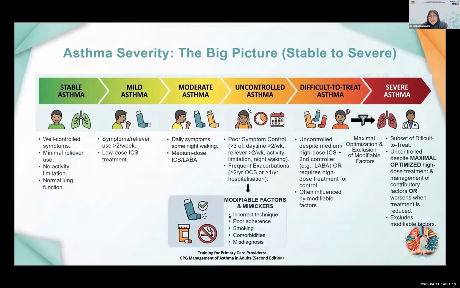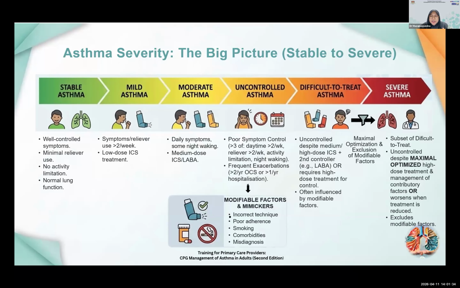So 1 in 2 is obese. And then if it's misdiagnosed, which is quite rare actually, we talk about diagnosis later. So the next one is difficult to treat asthma. What is difficult to treat? Despite a high or medium dose of ICS, plus a second controller of long-acting bronchodilator.